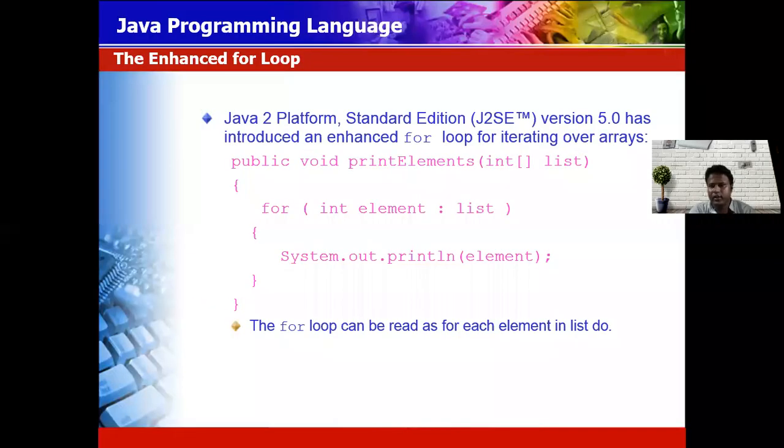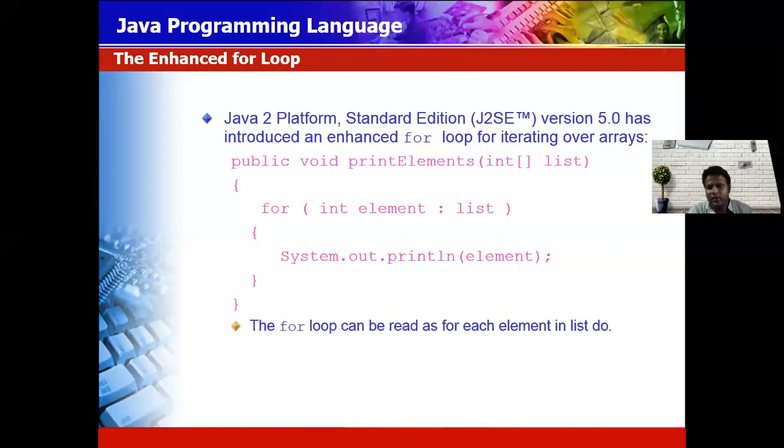Next is your enhanced for loop. Enhanced for loop is used for retrieving all the elements from an array. If you are using a normal for loop, it is used for retrieving the array element. For getting a single value, you need three comparisons. First is initialization, checking condition, then your body part is executed, then increment and decrement.